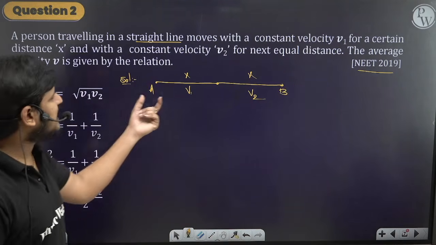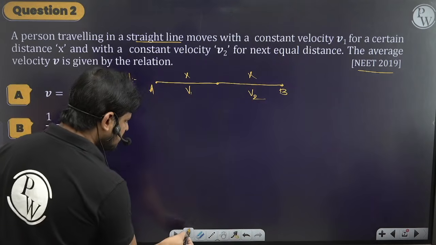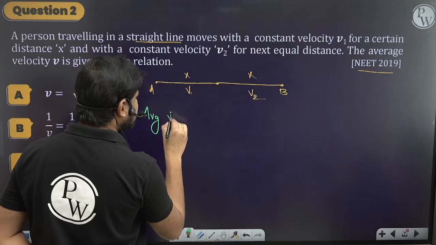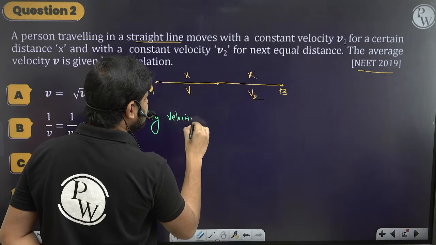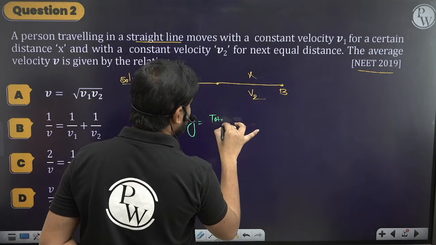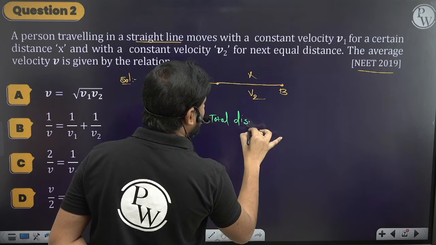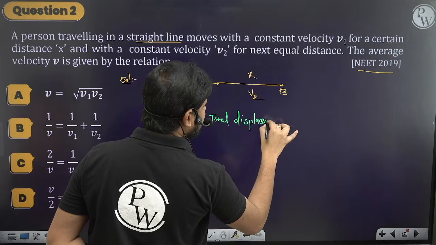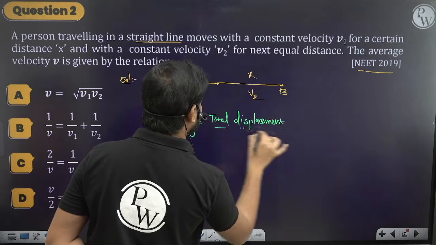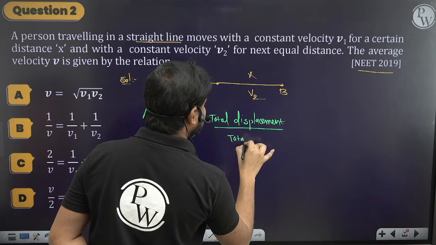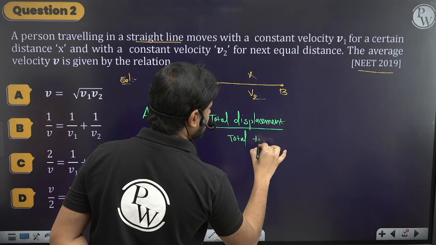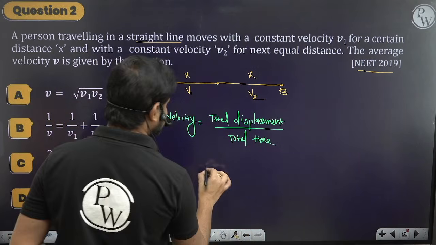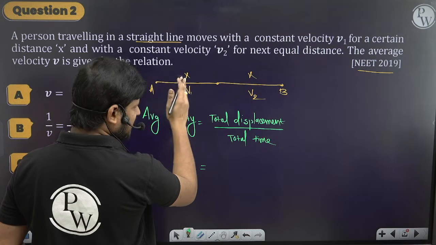Now what is the average velocity? First, what is the average velocity formula? The average velocity is equal to total displacement by total time. As the body is moving in a straight line, shall I write that the displacement and distance are both equal? The displacement and distance both are equal. Now see here, what is the total displacement of the body or total distance?